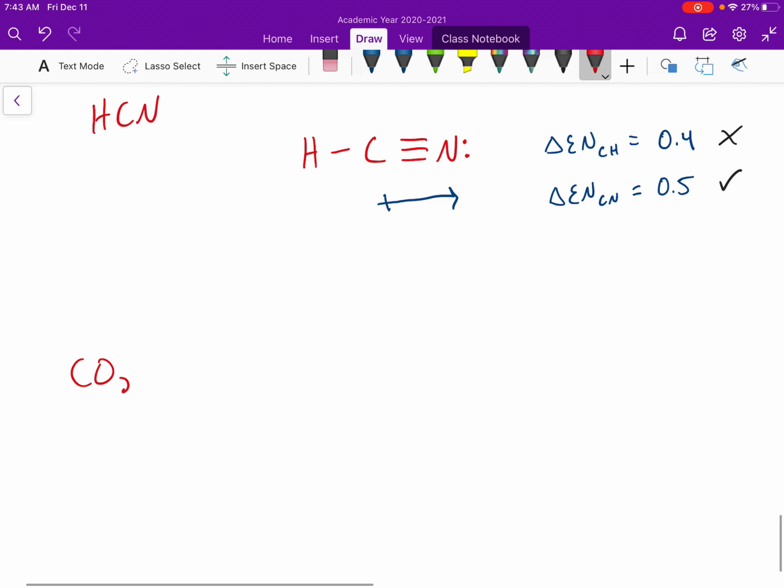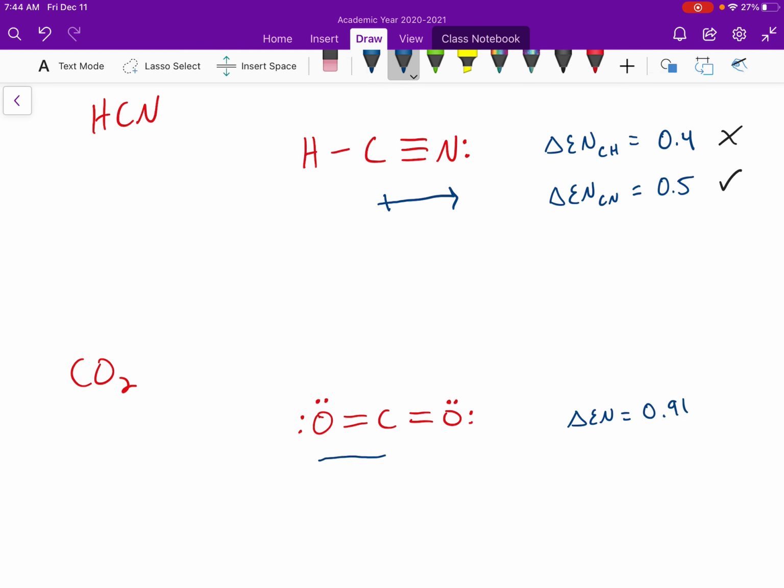Okay, last one. CO2. We're going to draw this out. Okay? CO2. We're going to look at our delta electronegativity, and you can pause it and look at the chart if you want to. Just in the interest of time, I'm going to tell you. The difference is about 0.91 between C and O, which means these are polar bonds. So now be careful and draw the force vector. Well, this is a linear molecule here. So this is a linear molecule. And so we have these force vectors here.